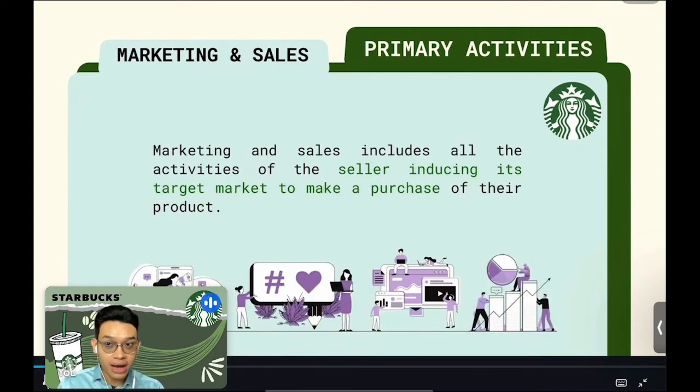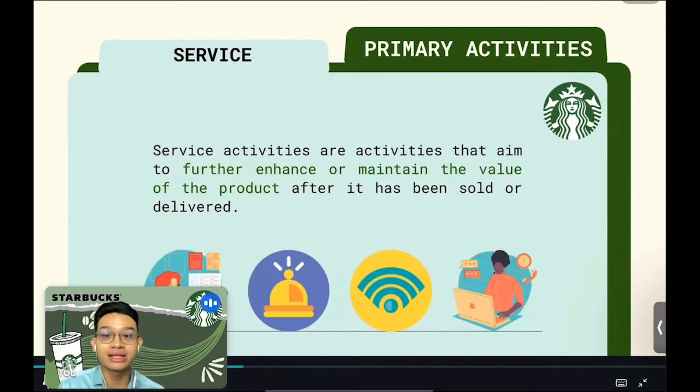For the fourth one, it will be the marketing and sales. Of course, a product will not be purchased at once when it is released to the market, right? So the company will need to have some marketing and sales activity. This includes all the activities of the seller trying to induce its target market to make a purchase of the product or services. This includes all the advertising and promotion activities, sales force management, pricing and price quoting, channel selection and channel relations. Now moving on to the last one, which is the services.